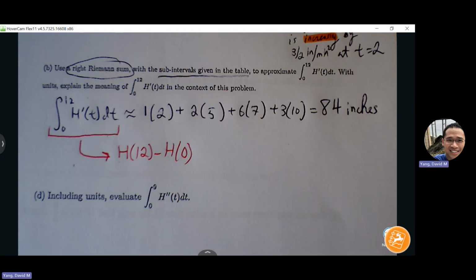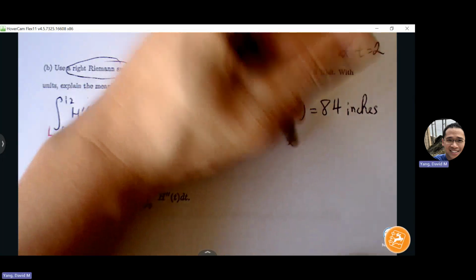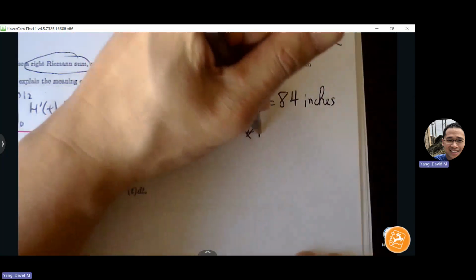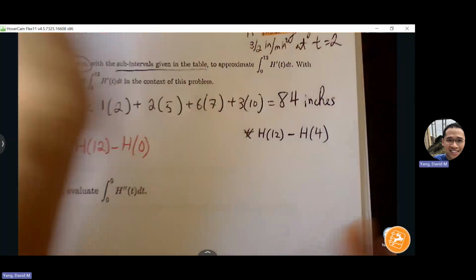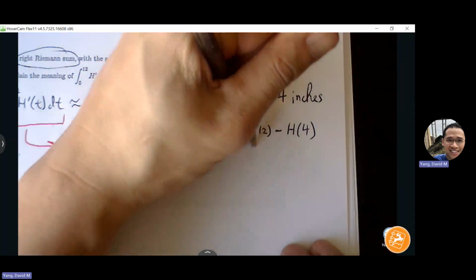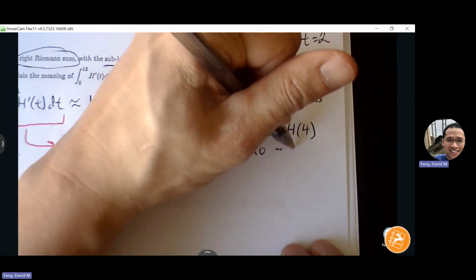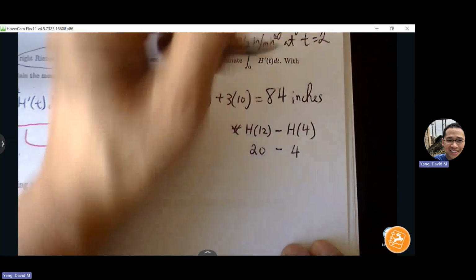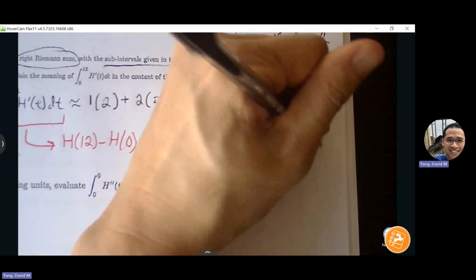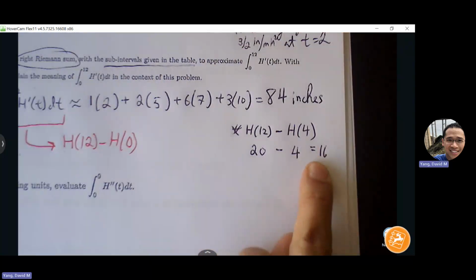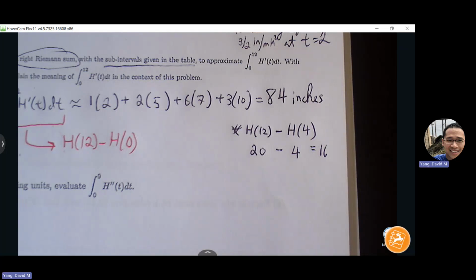Or let me give another example. Let's say it was like h of 12 minus h of 4. Okay, I'm just making some numbers up here. Let's say this was 20 inches and this was 4 inches. What is that number going to tell us? What does that tell us in the context of that problem? Yeah. How much it's changed? How much has changed, right? So how much the height has changed over that time interval?